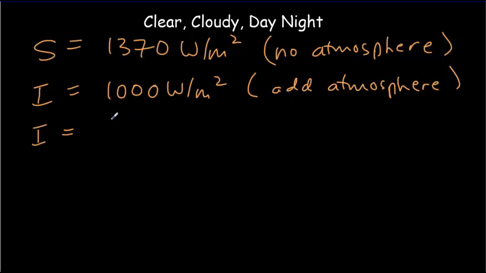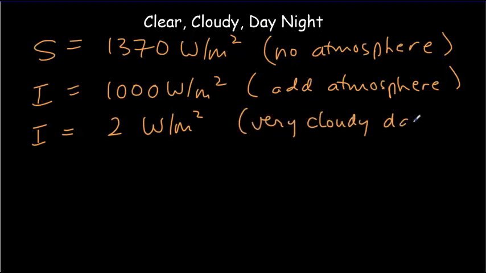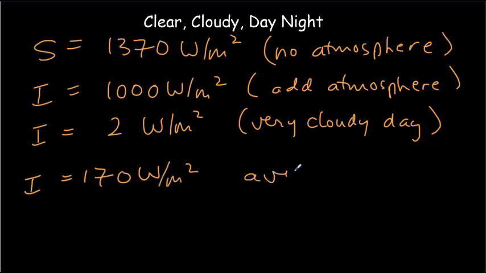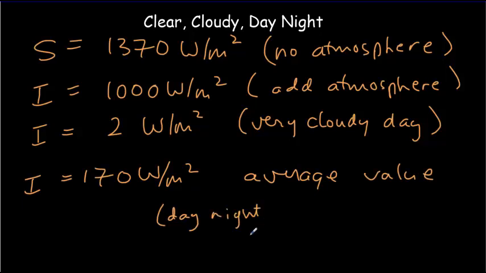It'll drop down all the way to about 2 watts per meter squared if we have a very cloudy day. And we usually take a value of about 170 watts per meter squared as kind of an average value. This takes into account day and night. Of course, the intensity drops down to 0 at night. Takes into account whether or not it's cloudy or not. And it takes into account the location on the surface of the Earth. So as kind of a typical value for calculation purposes, we usually use about 170 watts per meter squared.